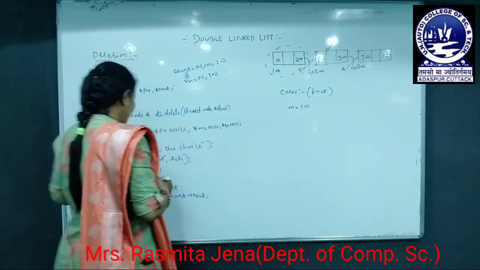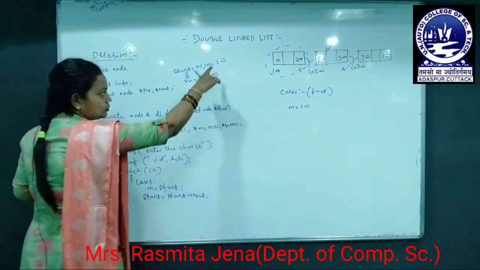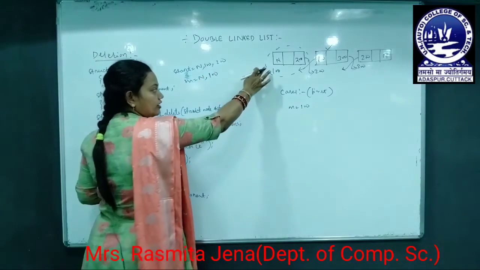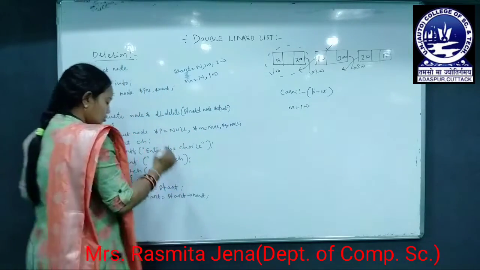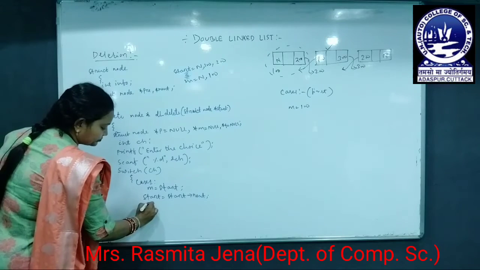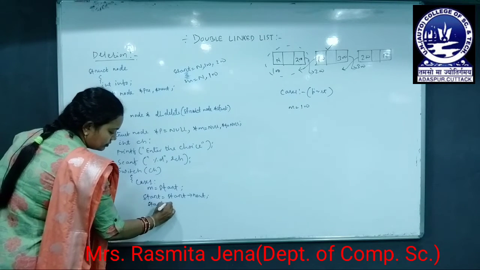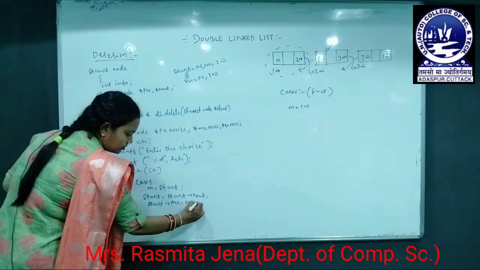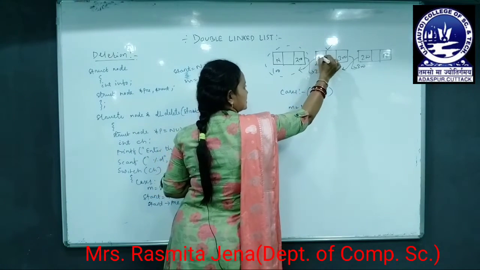Okay. So when I write start equals start next, then start will hold 200, and 200 is now our starting node. Now we will remove this node because we can free it. So if I write start pre equals to null, then this will be set as null.